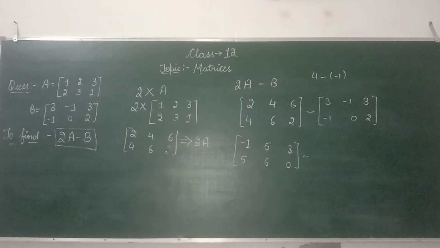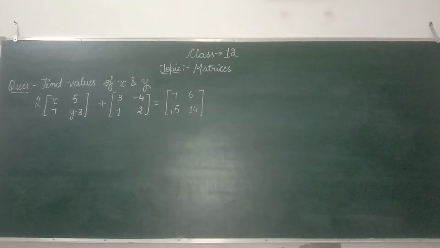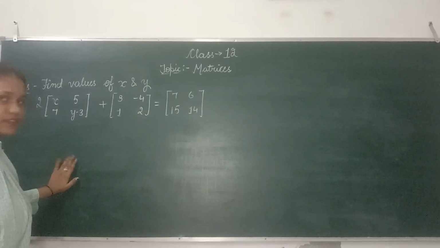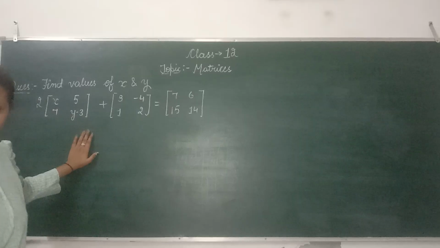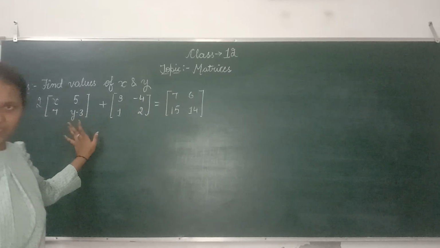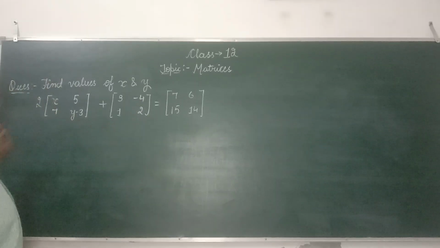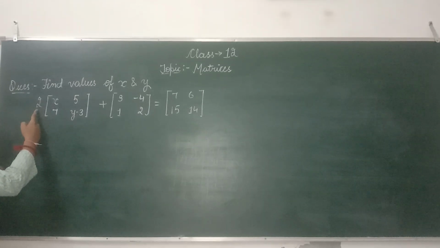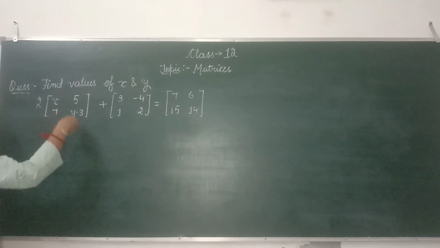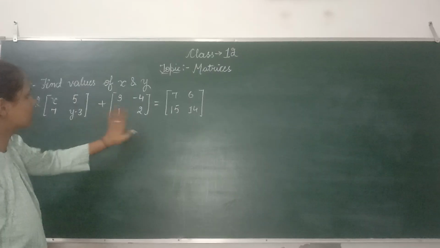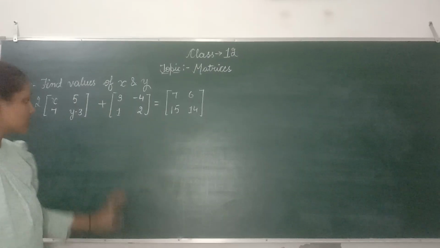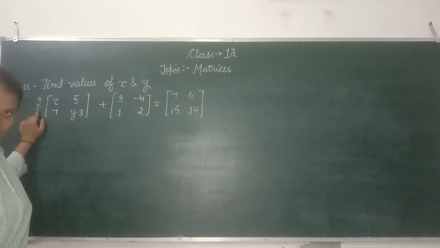So now we will move on to the next. In this question, a relation is given and we have to find the values of x and y. First of all, we have to solve the relation. We have to solve the left hand side of the equation. In the left hand side, this 2 is multiplied with this matrix. So let us say this matrix is A, this is B matrix and this is C matrix. First of all, we have to multiply.